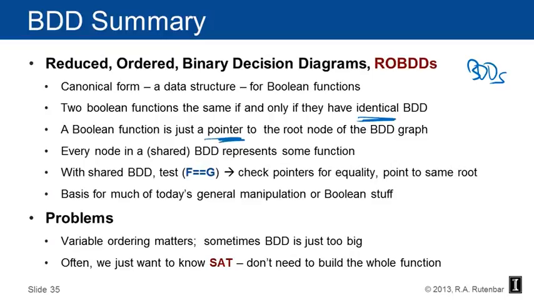Every node in a shared BDD represents some function, and we can use that sharing very intelligently. Within a shared BDD, you can test if a function f is equal to a function g just by checking their pointers for equality. Do they actually point to the same root node? That's really cool. The basis for much of today's general manipulation of Boolean stuff. BDDs are very, very, very widely used in the CAD industry, and actually even a lot of other applications.